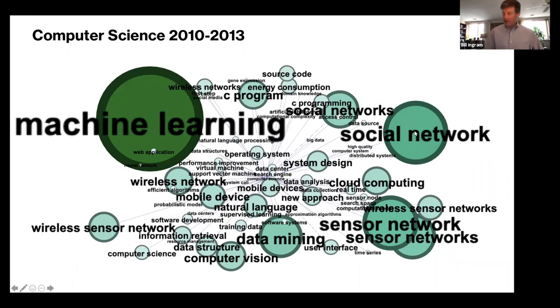I will say that I put this together pretty quickly, and I didn't notice until it was too late that the plural version of a lot of these things is represented. So if you just imagine that these, like social network and social networks, are bigger and together. But you can see how this is trending nonetheless.